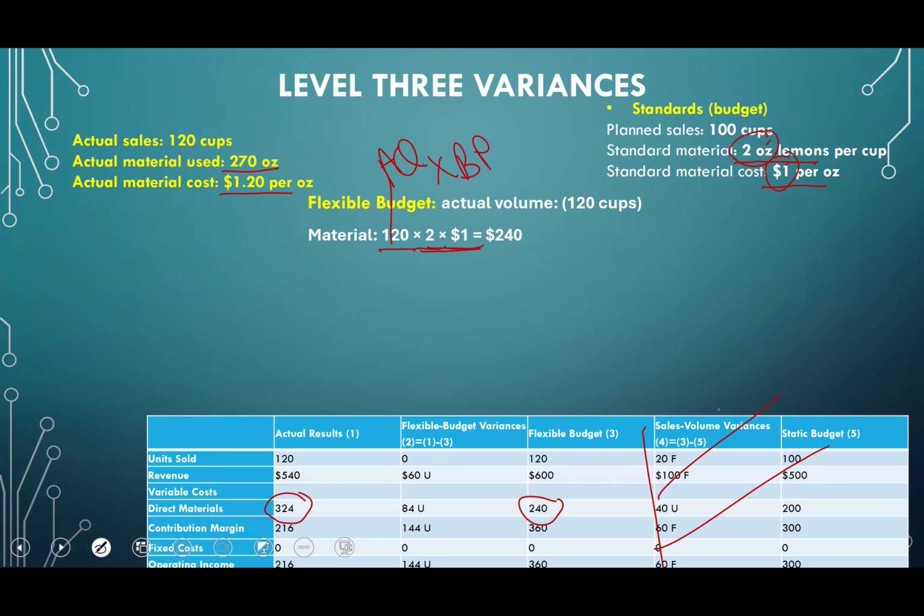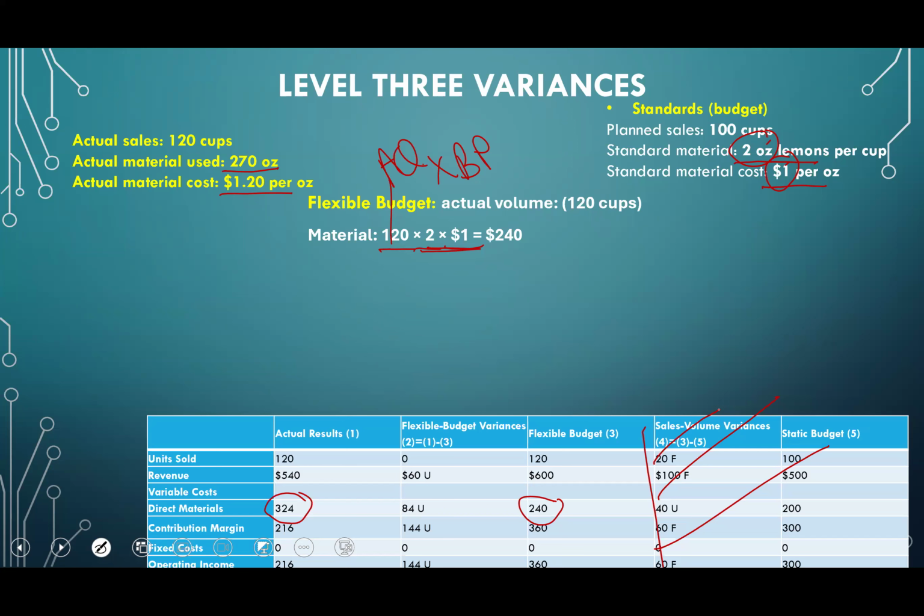So I'm actually concentrating on this number and this number right now. These numbers I am not worrying about, because what I'm essentially trying to say is that my flexible budget is showing me a number which says if everything had gone according to plan, how much raw material would have been used for the actual output.